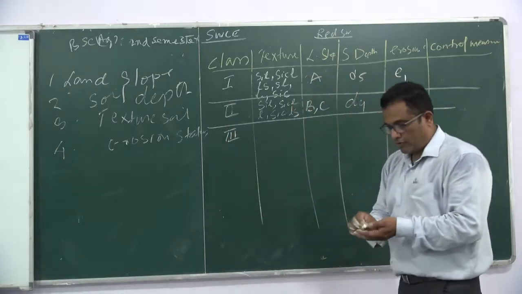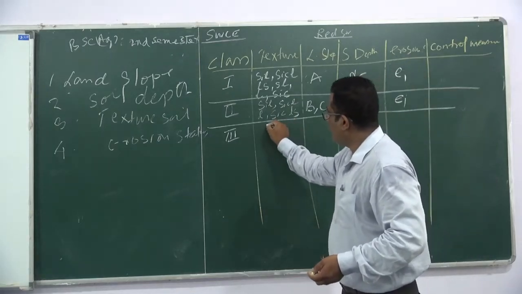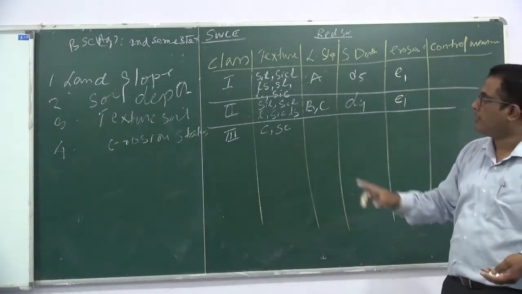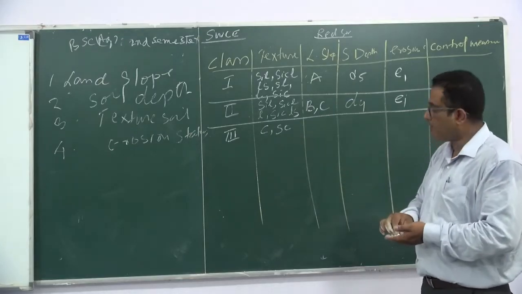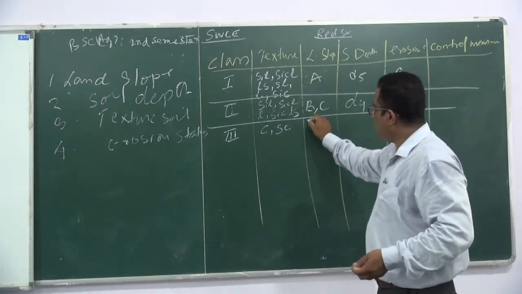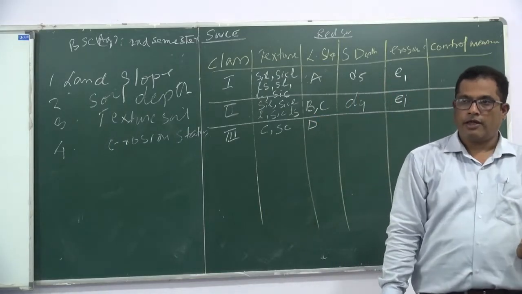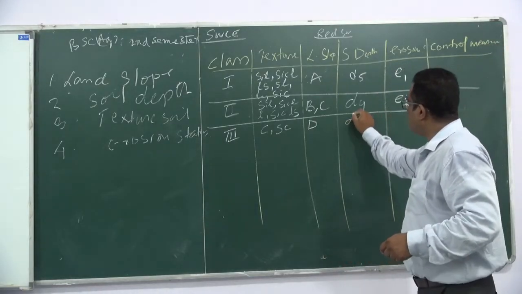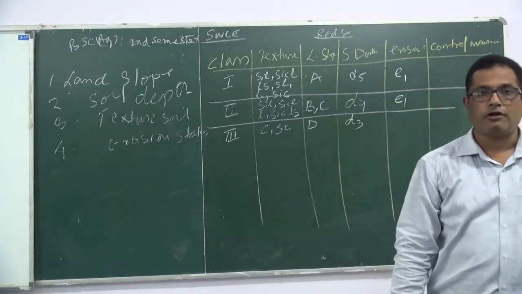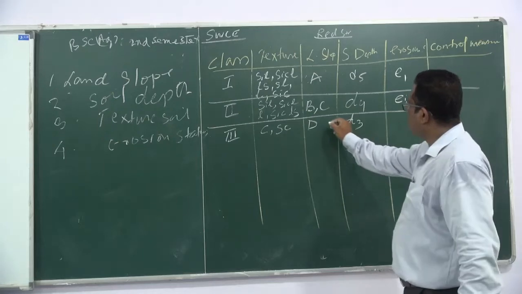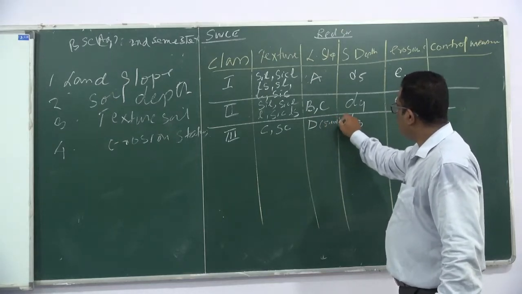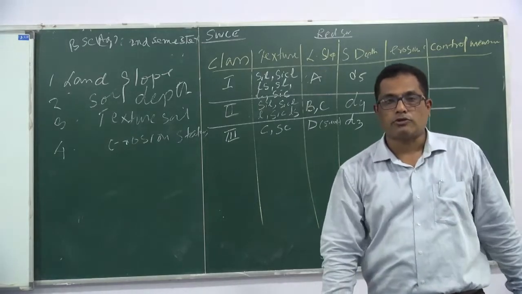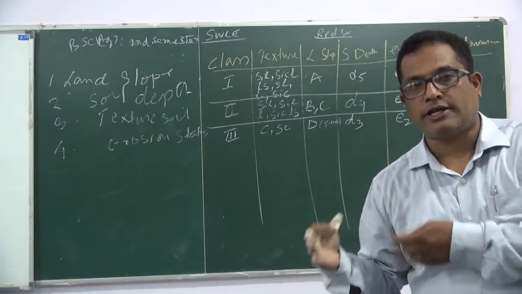Now coming to class 3 type of land. This could be clay, sandy clay. These two categories would come under this classification of texture. And land slope here is D, that means 5 to 10%. And your soil depth is D3, that is 22.5 to 45 centimeter. And here it is E2, that is half to 3/4 of the A horizon is eaten away or lost as soil erosion.